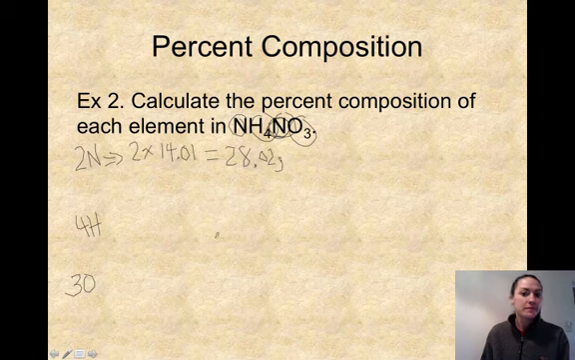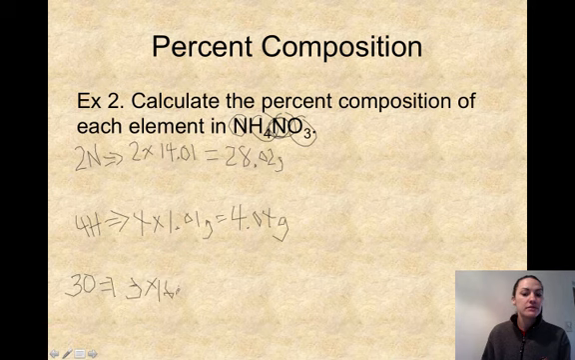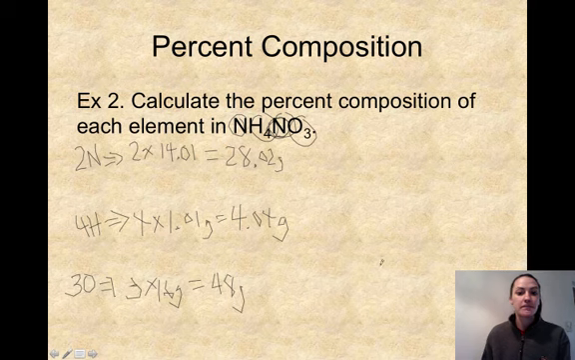Here, 4 hydrogens is going to be 4 moles of H times 1.01, the molar mass of hydrogen, to get 4.04 grams of hydrogen. All right. Now my oxygens, I've got 3. So 3 times 16 grams per mole, all right? And that's going to be 48. So you have 48 grams that are going to be attributed to the oxygen.